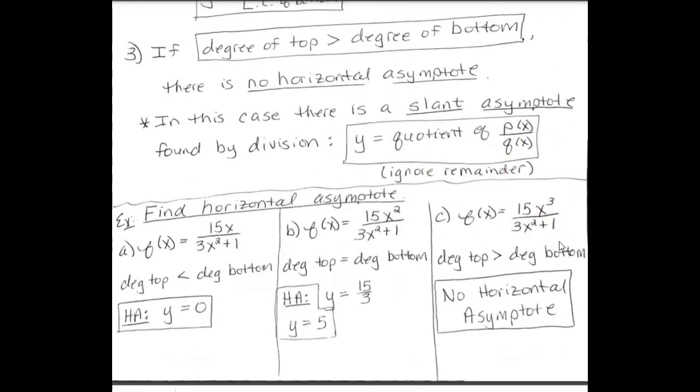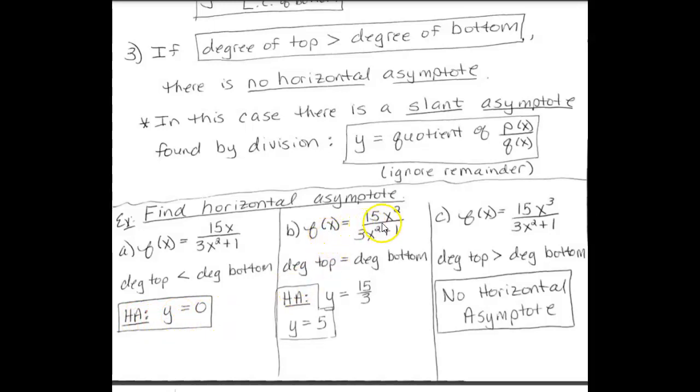All right, so these next three are just asking you to find the horizontal asymptote, and that is it. F of x equals 15x divided by 3x squared plus 1. So in this problem, since the degree of the numerator is 1 and the degree of the denominator is 2, that means the degree of the top is less than the degree of the bottom. So that's case 1, so the HA, meaning horizontal asymptote, would be at y equals 0.